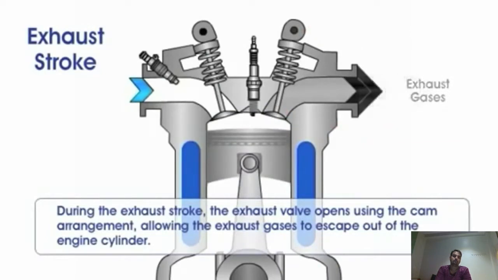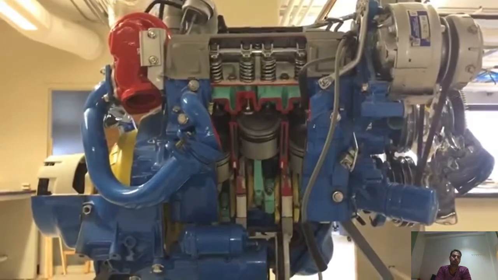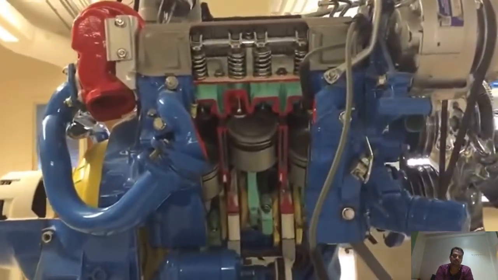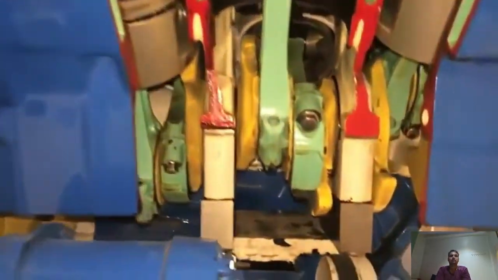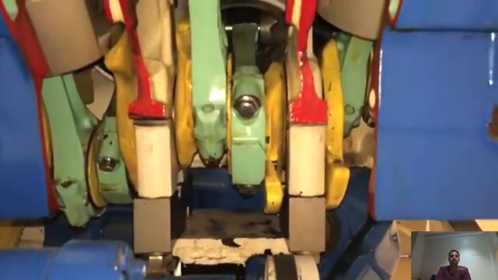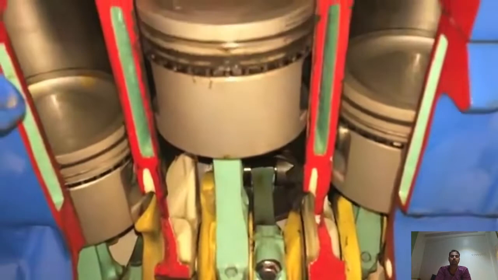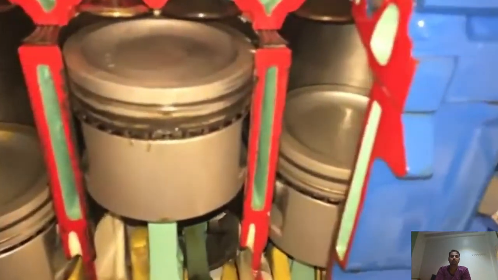Next, you see a full working engine. This is the actual difference from a real engine. This engine is turned by a motor because we cannot have explosions with an open motor.